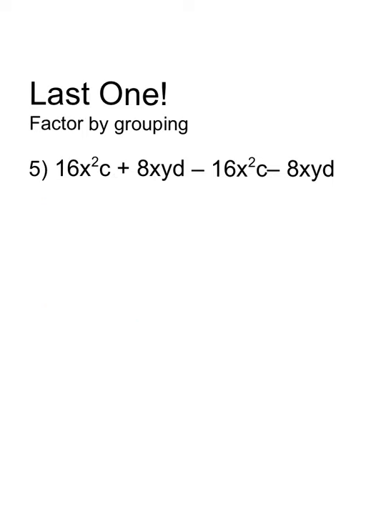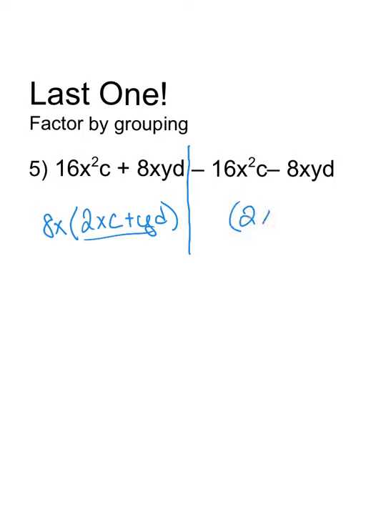Last one. Don't get overwhelmed because you see a lot of letters. It's not that bad. Follow the same steps. We're going to cut it in half. On the left, I can take out an 8 and an x out of both terms. That leaves me with 2xc plus yd. This has to be the same here. 2xc plus yd.